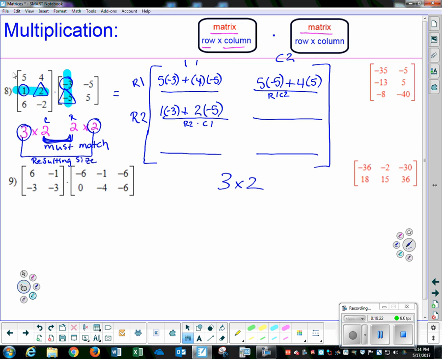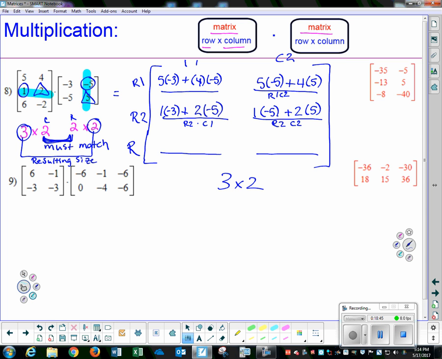All right, now I'm on row 2, column 2, so I need row 2 times column 2. I take first position with first position, 1 times this -5, added with the second item in the row, second item in the column, 2 times 5.